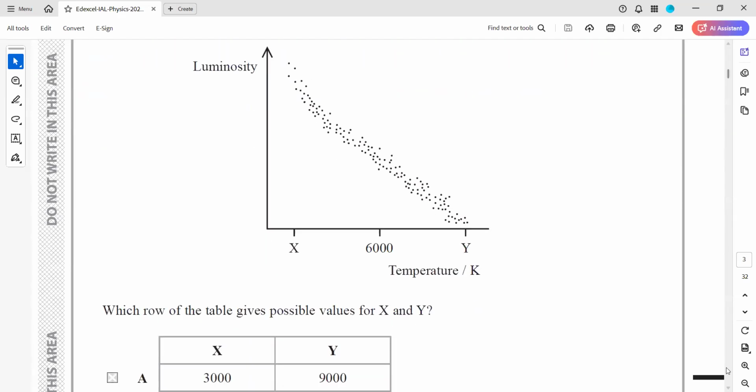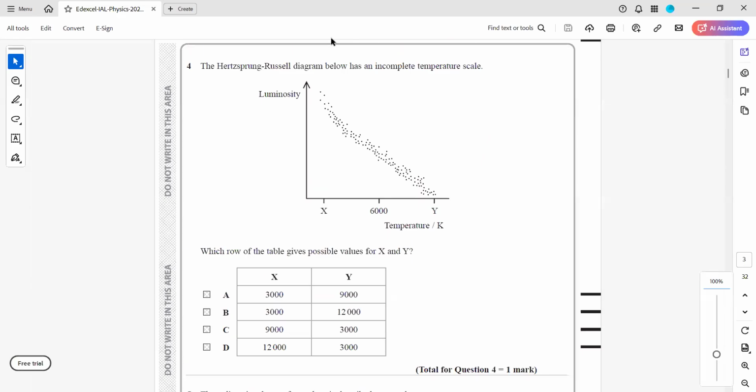The Hertzsprung-Russell diagram is there. So the labels, remember, it's always like this: this label will be double, 12,000, and this will be half. So this will be 3,000. So X will be 12,000 and Y will be 3,000. That's the scale of the Hertzsprung-Russell diagram.